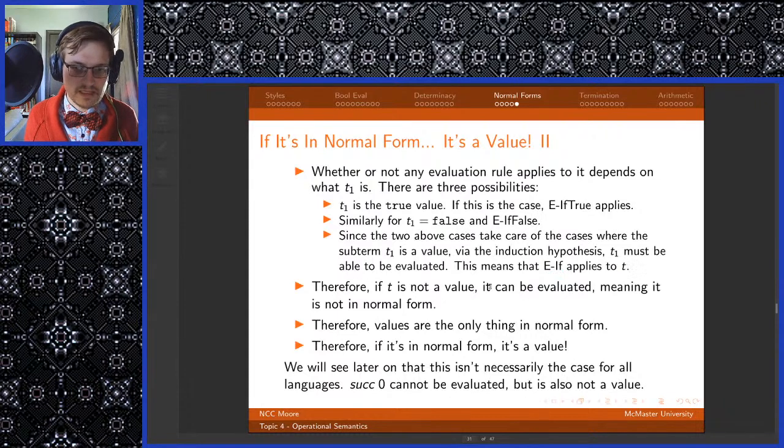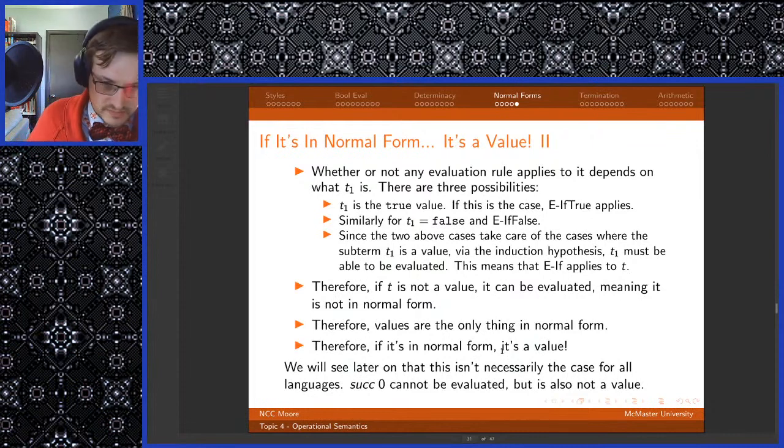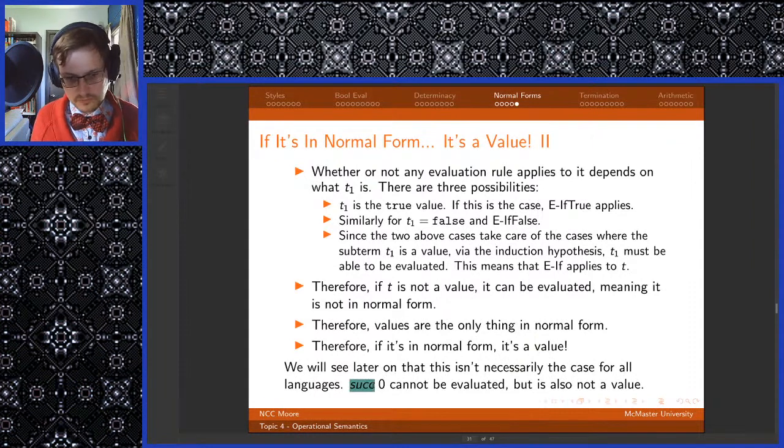Therefore, if t is not a value, it can be evaluated, meaning it is not in normal form. Therefore, values are the only thing in normal form. Therefore, if it's in normal form, it's a value. Ta-da! We will see later that this is not necessarily the case for all languages. Successor 0 cannot be evaluated, but it is also not a value. So, except if you redefine values, the trick they pull with the arithmetic semantics is to define a new set of values called numeric values, which includes successor. But yeah.